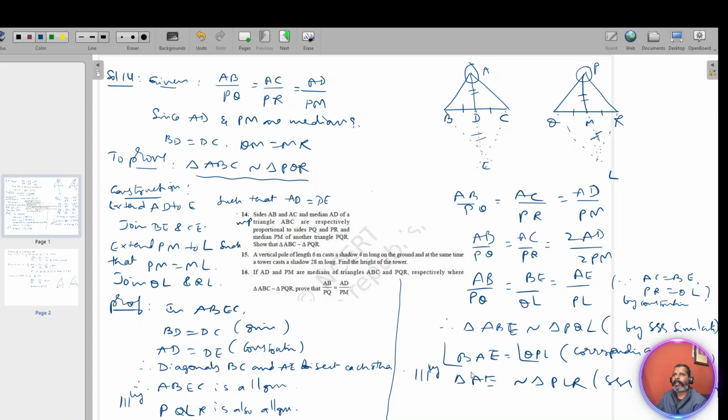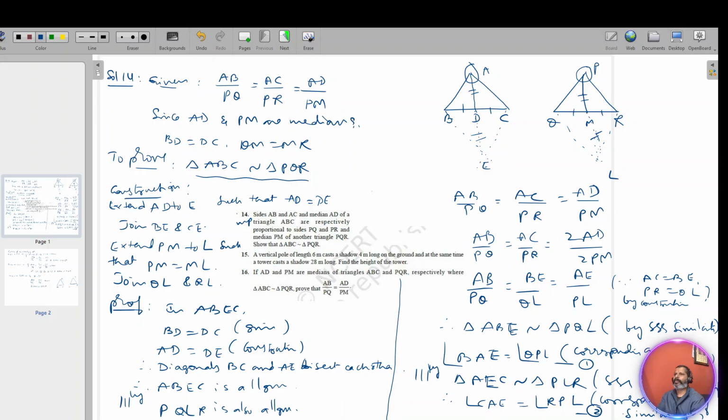So since AEC and PLR are similar, we can write angle CAE equal to angle RPL, as corresponding parts of similar triangles. We want to make the whole angle A in BAC and the whole angle P in QPR equal. We call this 1 and this 2.